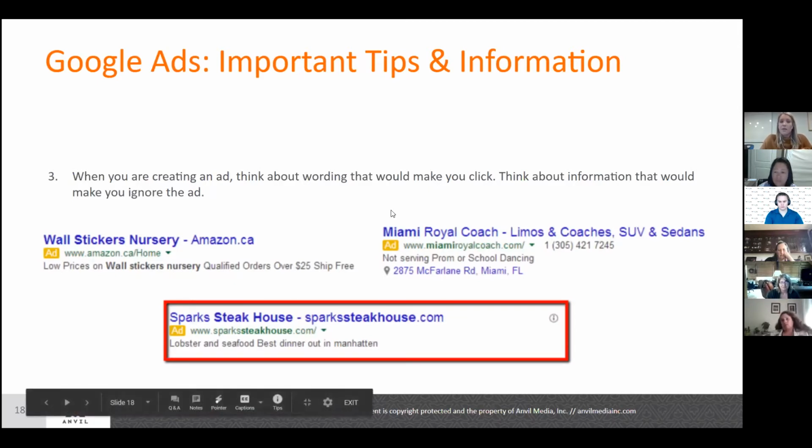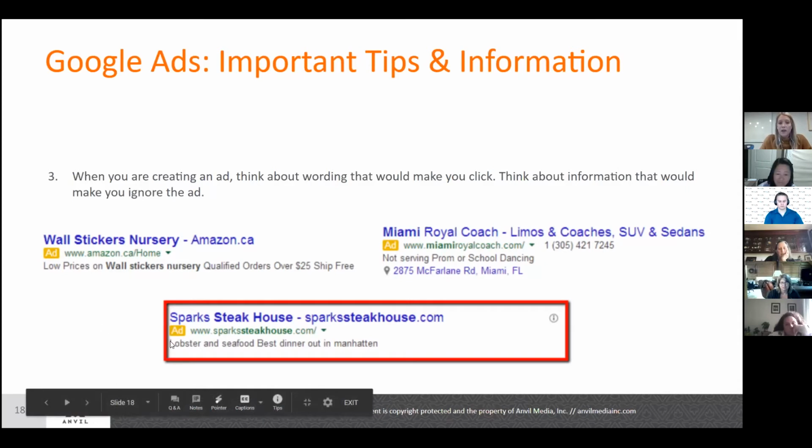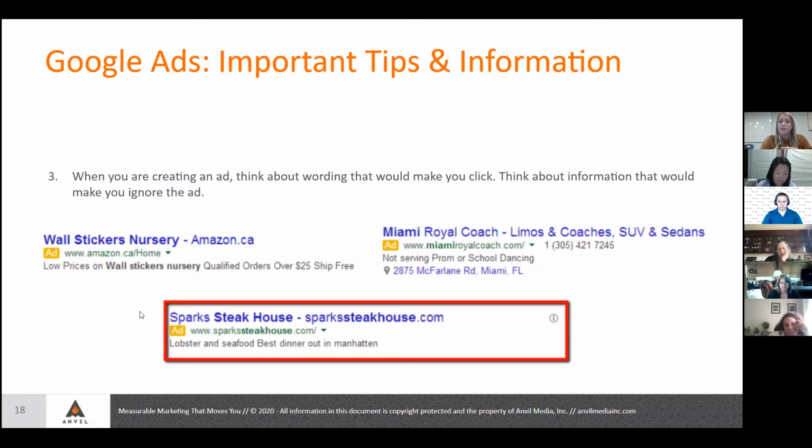Looking at the Miami Royal Coach ad, the only description that we have for this ad is not serving prom or school dancing. So again, even if I'm looking for driving services for something other than prom or school dancing, this doesn't give me a whole lot of information. And from my opinion, it doesn't sound like they're very friendly to work with. So I would probably move on and not click on that ad. And then this very bottom one, lobster and seafood best dinner out in Manhattan. Manhattan is spelled wrong. So obviously, if you have spelling mistakes, grammar mistakes, that might keep people from clicking on your ad as well. So just some things to keep in mind when we are going to be helping you all create your search ads.